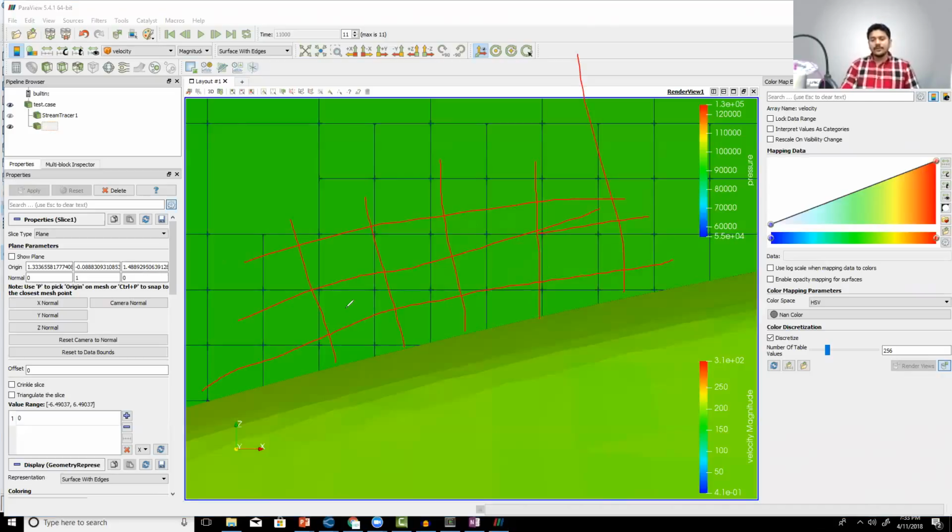Cut cell Cartesian is good. It's going to give you decent results. But if you have to be thorough, you need to use this type of mesh. And this cell size depends upon your Y plus value, right? And then the number of layers.